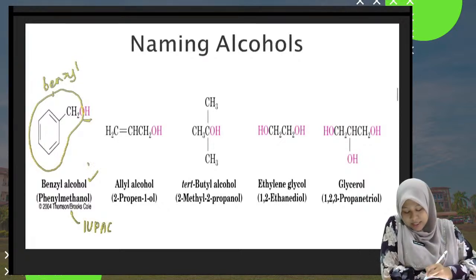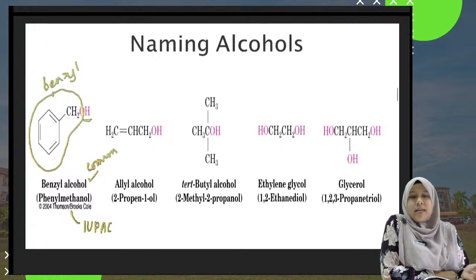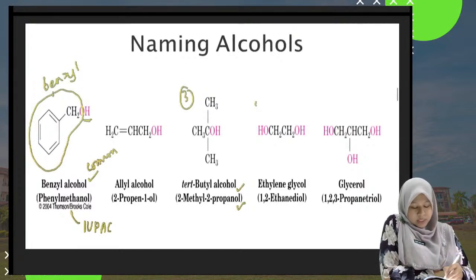Okay, benzyl is a common name, but a common name is also accepted in naming alcohol. Okay. Then the second structure we have allyl alcohol, common, but the IUPAC is 2-propen-1-ol. Okay, the third one we have tertiary butyl alcohol. This is a common name, and the IUPAC we call as 2-methyl-2-propanol. Okay, the fourth one we have ethylene glycol. Okay, for the IUPAC, 1,2-ethanediol.